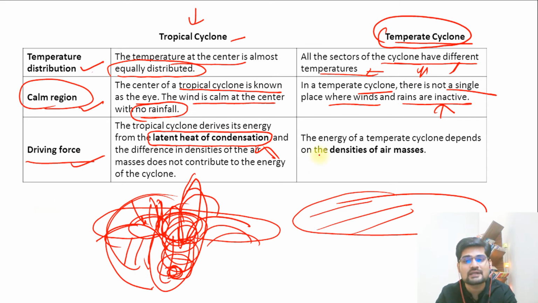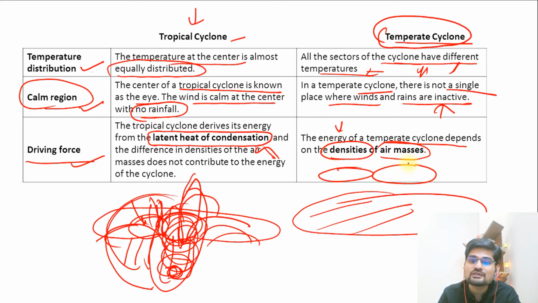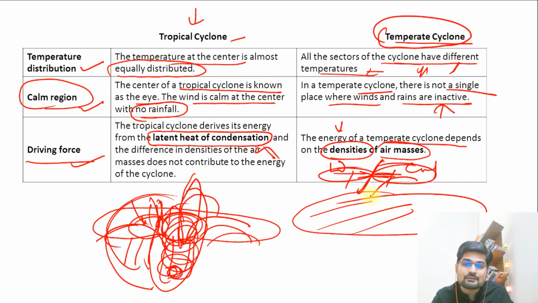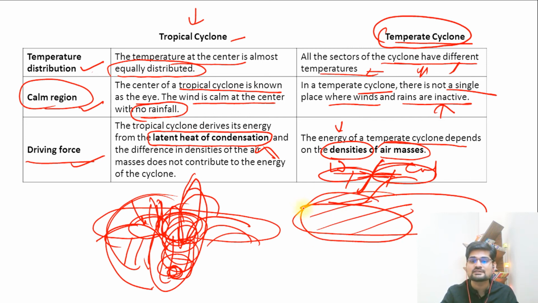But what is there in temperate one? See, the energy of temperate cyclone depends upon what? The air masses and their density. Why? Because here you have two different air masses interacting with each other, right? So warm air mass and cold air mass is actually mixing here and their density varies. So denser will subside, they will occupy the lower ground surface, the lighter will go above, and this is the entire mechanism that we study.